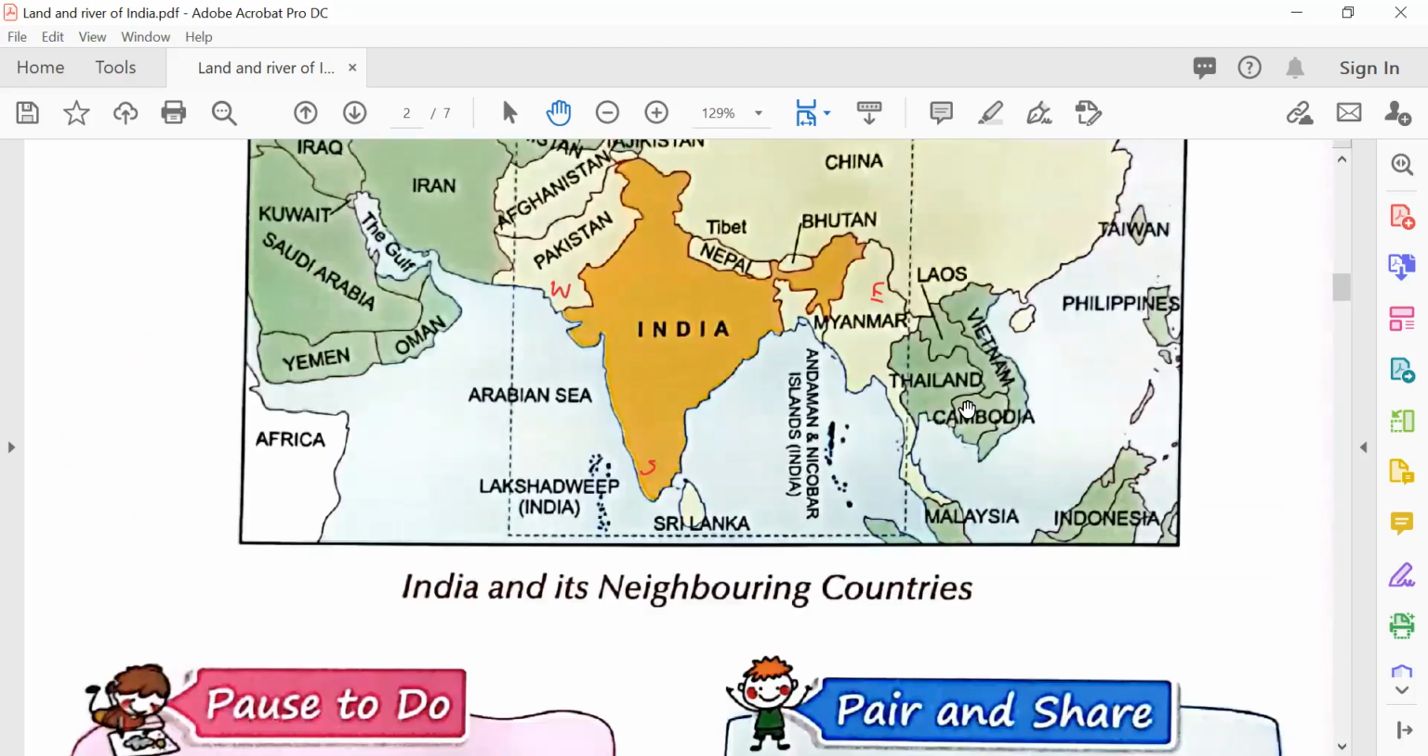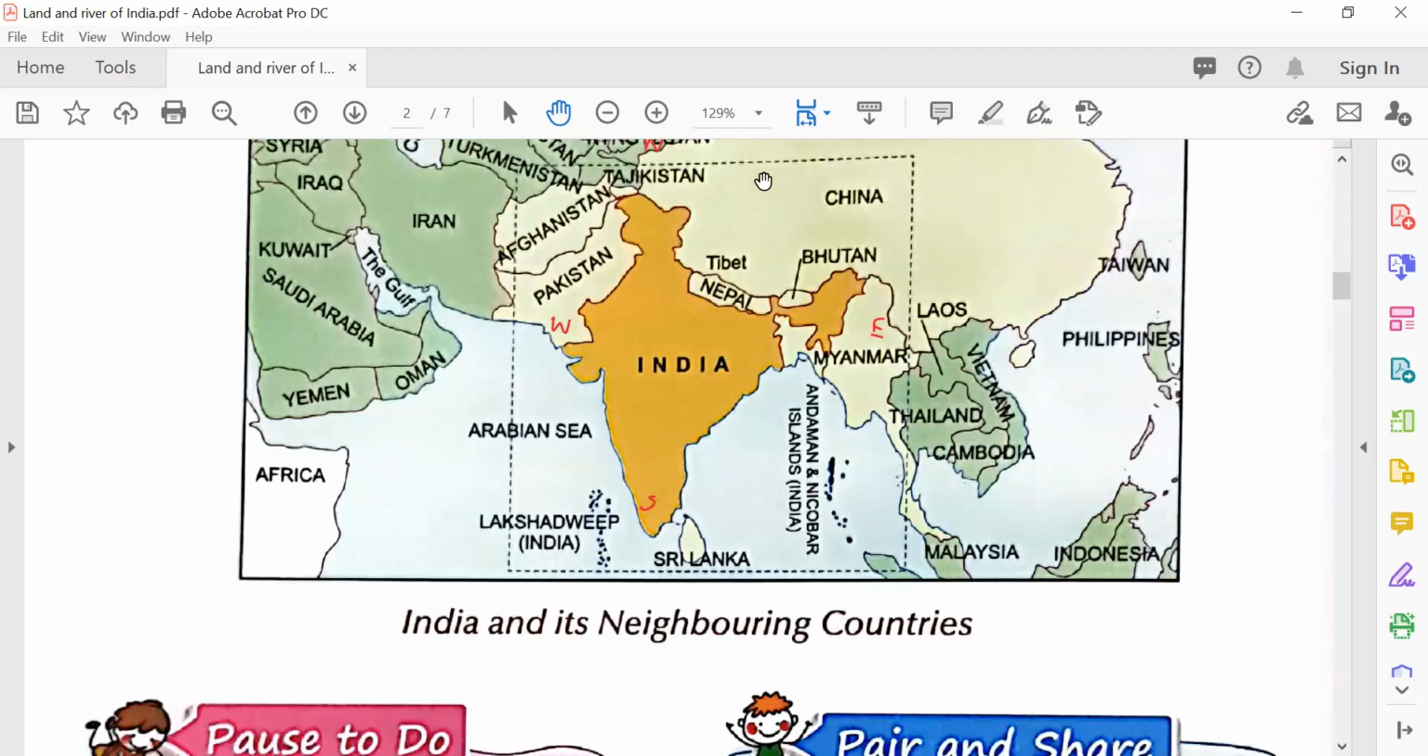And where is Kashmir? Kashmir is in the north. Kanyakumari is in here. And here you have Gujarat. And here, the last point, what place is there? It's Arunachal Pradesh. Okay, so have you understood till here? Yes.